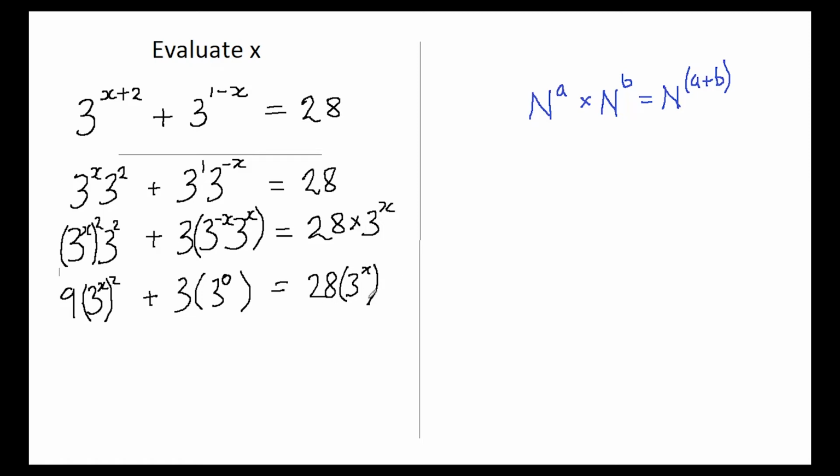Now let's take this over to the left-hand side. So 9 lots of 3 to the x all squared, minus, I'm just going to change the order here and put in the 28 lots of 3 to the x, and then finally plus 3. 3 to the 0 is 1, 1 times 3 is 3, equals 0. We're now in a position to factorise this.